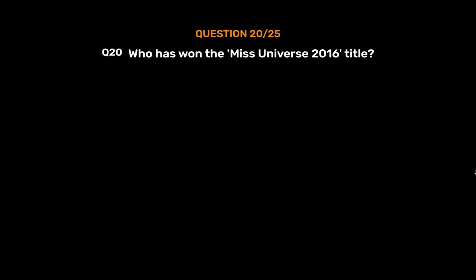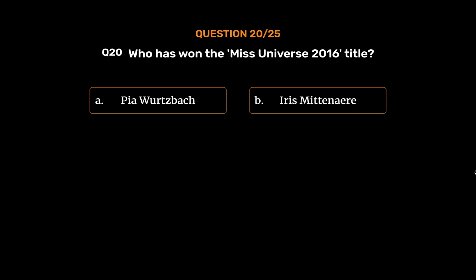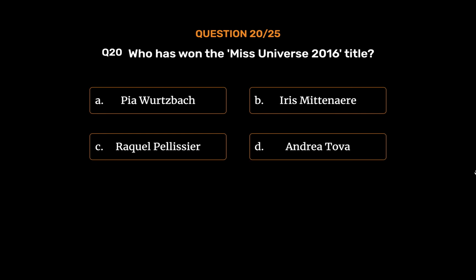Question number 20. Who has won the Miss Universe 2016 title? Option A. Pia Wurtzbach. Option B. Iris Mittenaere. Option C. Raquel Pelissier. Option D. Andrea Tovar. The correct answer is Option B.